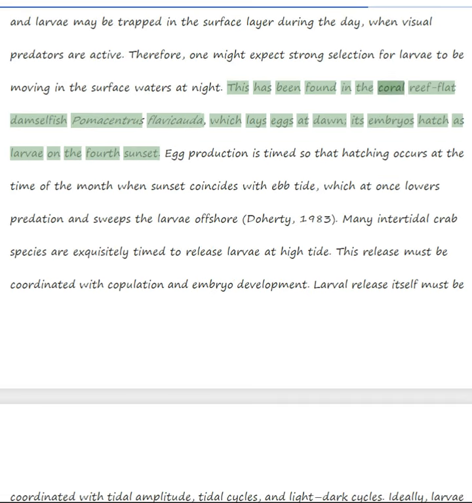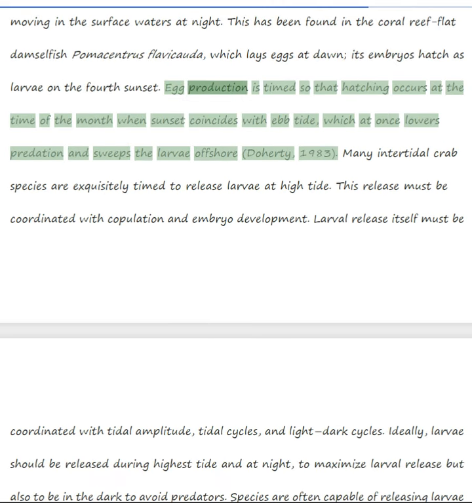This has been found in the coral reef flat damselfish Pomacentrus flavicauda, which lays eggs at dawn. Its embryos hatch as larvae on the fourth sunset. Egg production is timed so that hatching occurs at the time of the month when sunset coincides with ebb tide, which at once lowers predation and sweeps the larvae offshore.